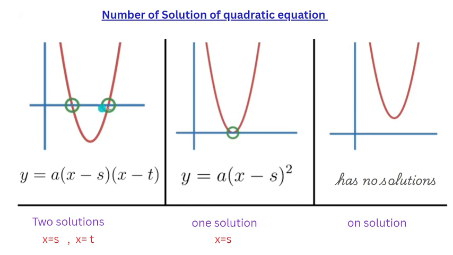So the intersection with the x-axis is the solution, the roots, the answer. How can we get this? To find the solutions, we always put y equals 0. Put the equation equal to 0, y equals 0, to find the solutions.